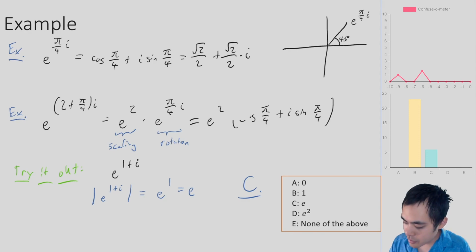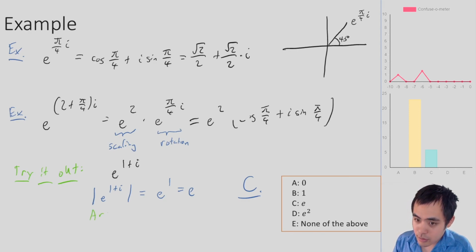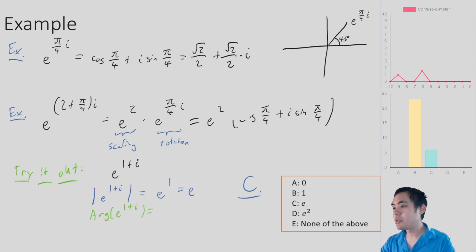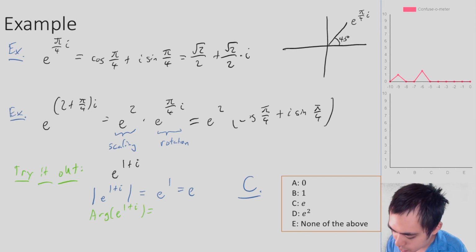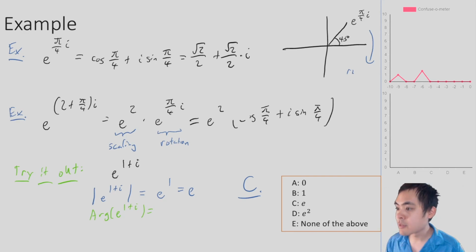Okay, well, let's try a different one. Let's try the argument of e to the 1 plus i. What's that equal to? And let me reset before you guys start answering. So remember the rotation angle here. The angle here was rotation by pi over 4. So the argument is the rotation factor, yes.